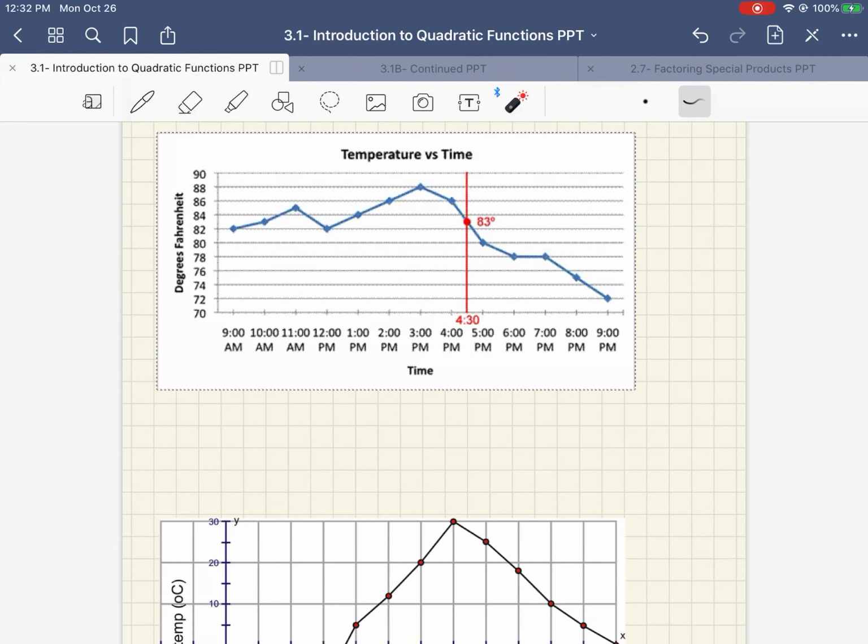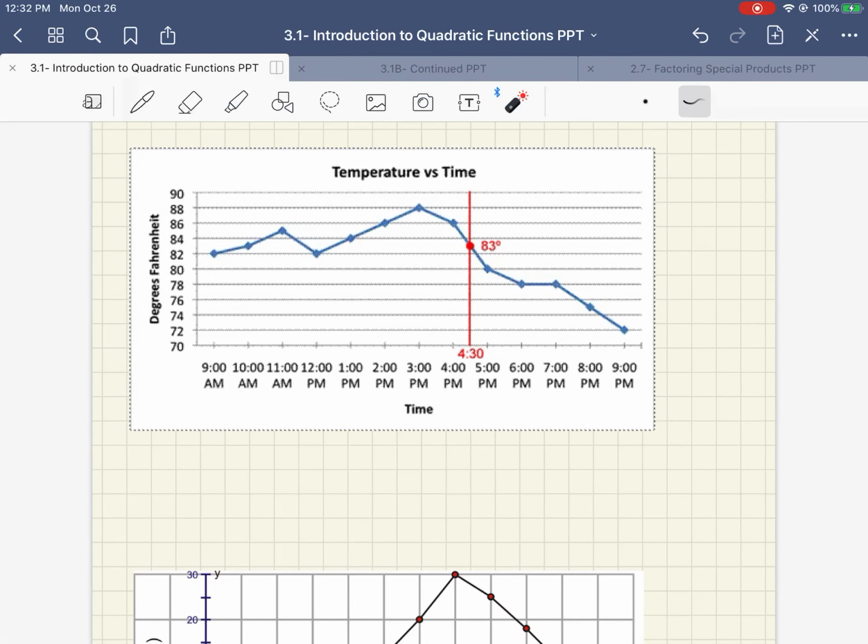So for example, it's kind of easier to see on an application maybe. But if I were to ask you, what is the domain of this particular graph right here? This is comparing degrees in Fahrenheit over time. If you're looking at the domain of what this graph even shows, it only shows the hours from 9 a.m. until 9 p.m. It doesn't tell you anything about midnight or 1 a.m. So our domain is very restricted on this one.